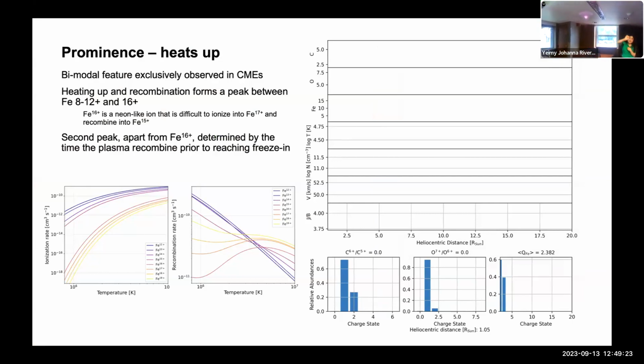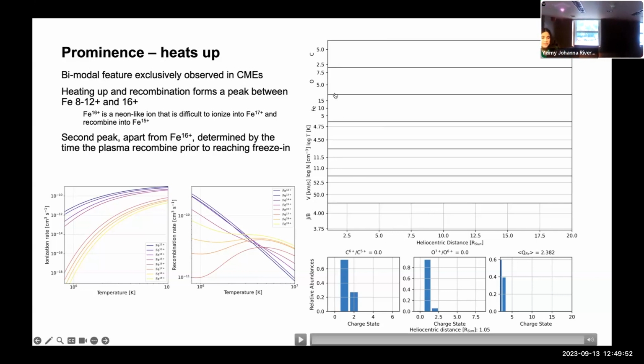In this case, I'm taking one of the tracer particles from the slide before. And in this case, this particular thermal history of this tracer particle, within the prominence material that gets heated up very quickly, did a really good job at reconstructing the bimodal feature that we often see in the iron distribution of coronal mass ejections. So these are the simulations that I'm going to show.